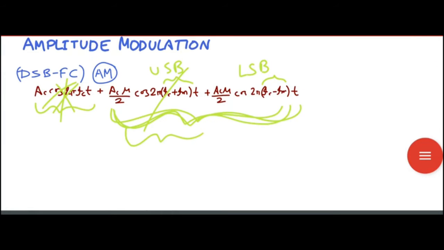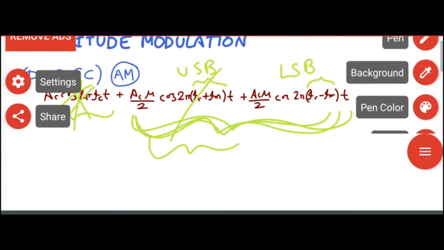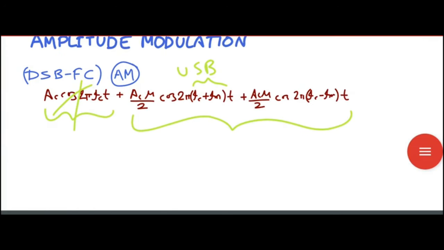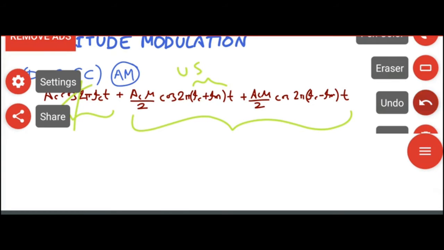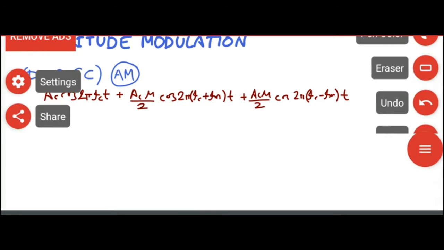We'll see the generation of DSB full carrier, suppressed carrier and single sideband in the next lecture. Now we have derived the equation for double sideband, and we will see all the amplitude modulation types with this equation only. Now first, to draw the spectrum for this signal.